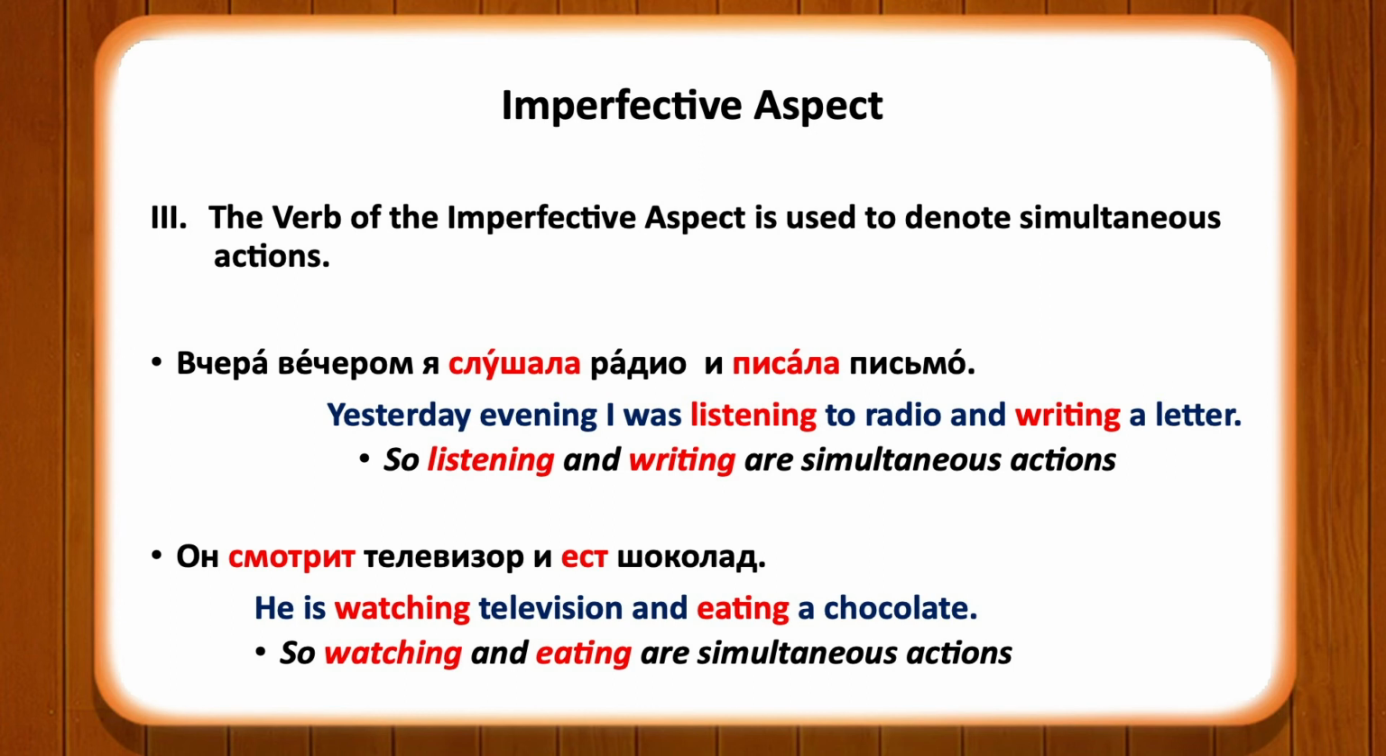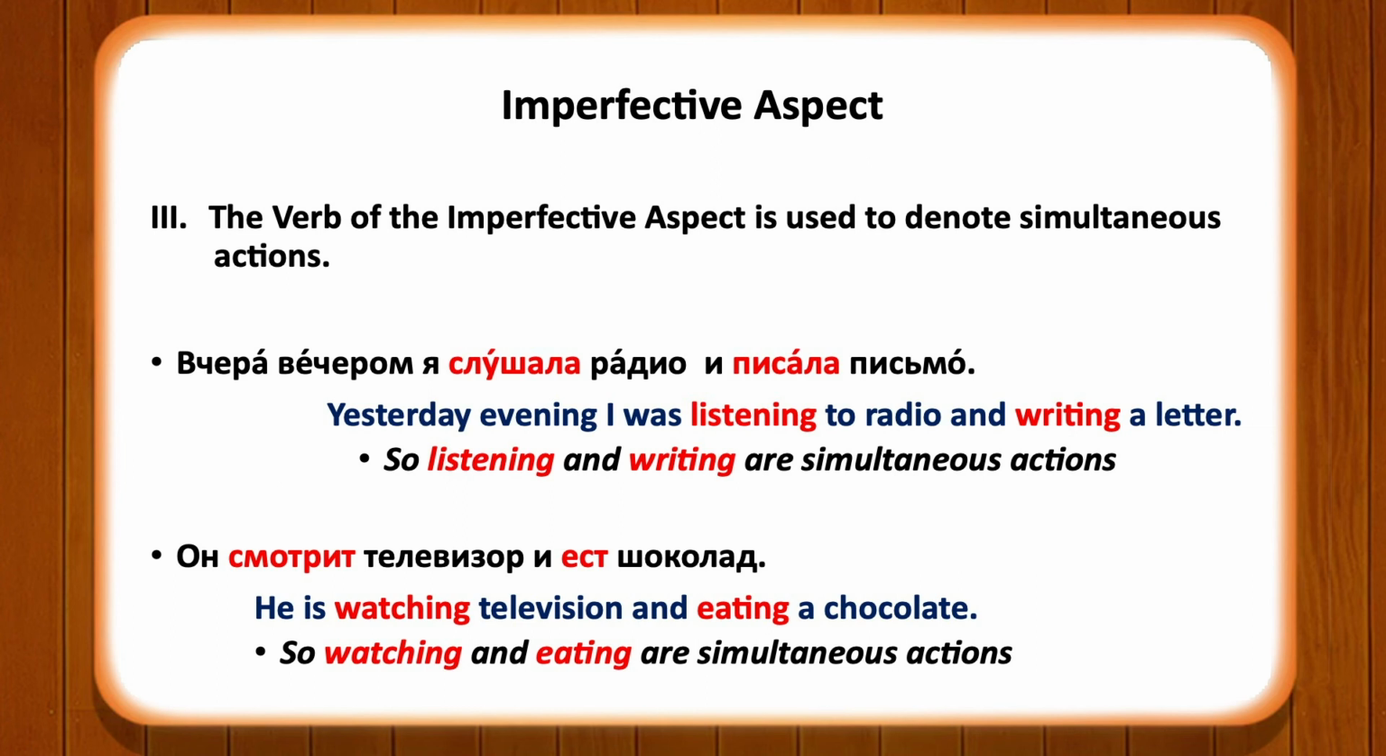So слушать and писать, these are two verbs denoting two different actions taking place at the same time. Вчера вечером я слушала радио, I was listening to radio, и писала письмо, and was writing a letter. So listening to radio and writing a letter, both actions were taking place at the same time. To denote such actions which take place at the same time, we use the imperfective verbs. So listening and writing are simultaneous actions.